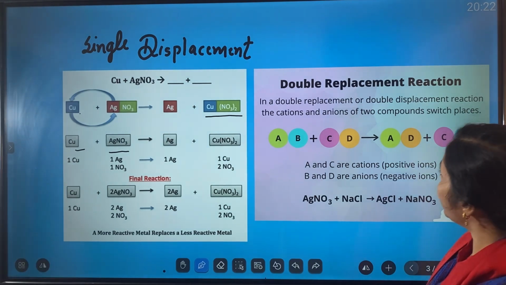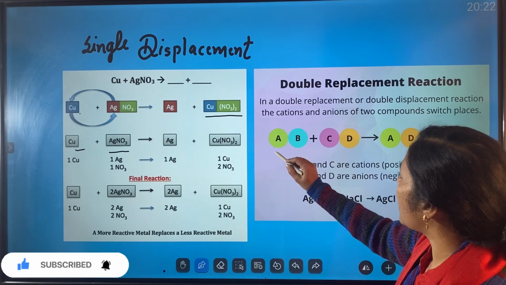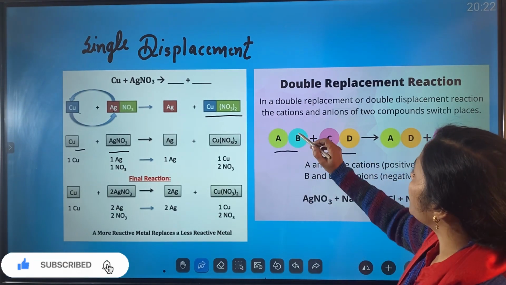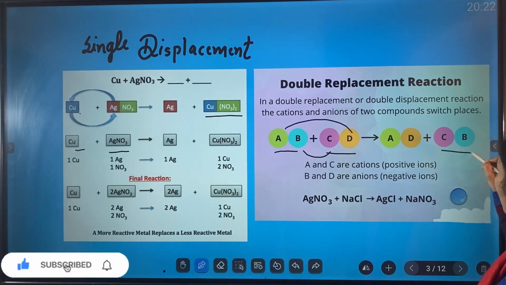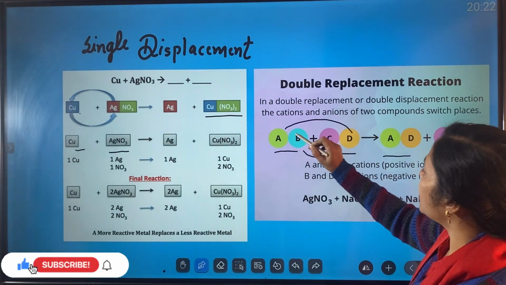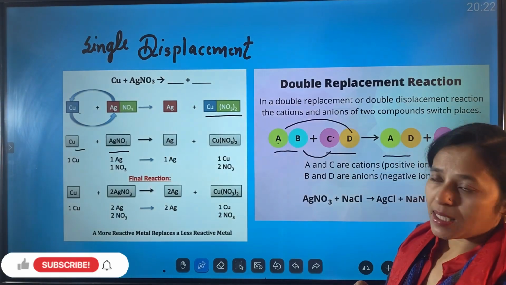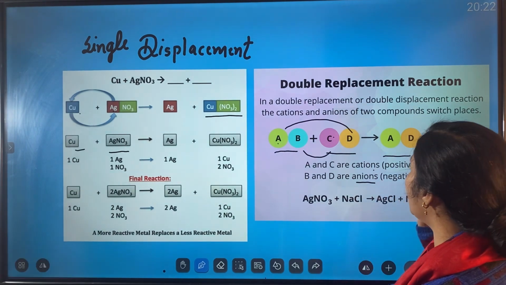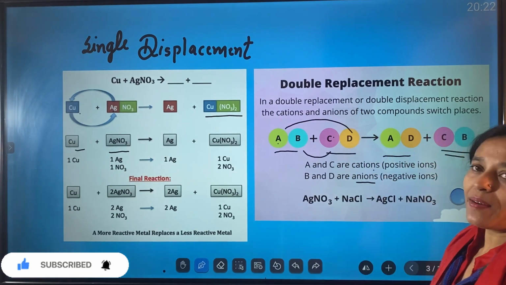As the name suggests, double displacement reaction means that there is an exchange of atoms between the two compounds. In this reaction you can see that A combines with D and B combines with C. So totally new products have been formed. Suppose A and C are cations, which are positively charged, and B and D are anions, which are negatively charged. So in this reaction there occurs an exchange of ions.